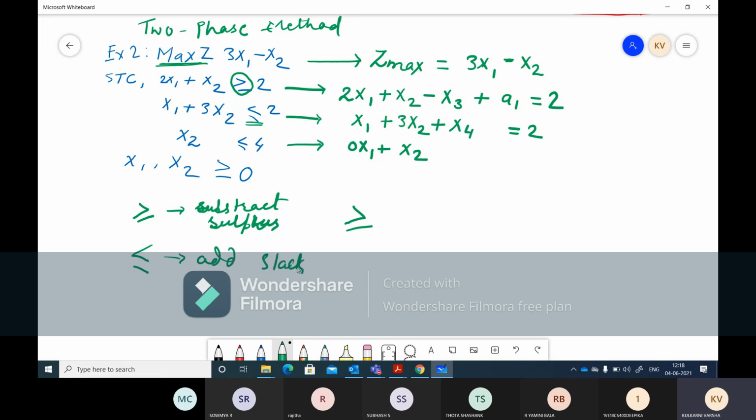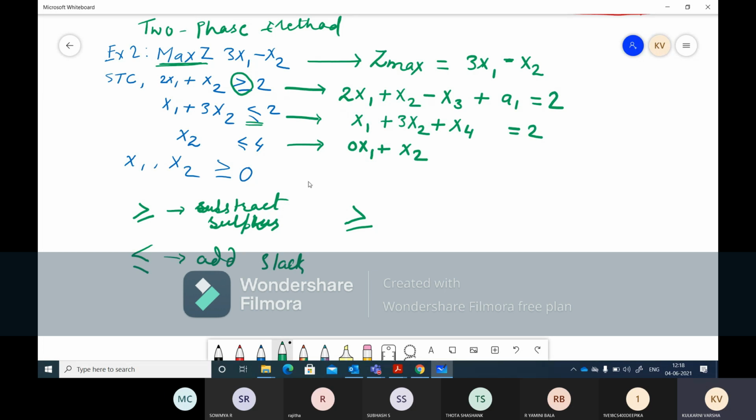If the variables are x1, x2, x3, x4, x5, like that only, you can take s1, s2, or y, z, anything. It's not a problem. But we are just following x1, x2, x3, x4, like that. So if it is greater than or equal to, you need to subtract a surplus variable. If it is less than or equal to, you need to add a slack variable.